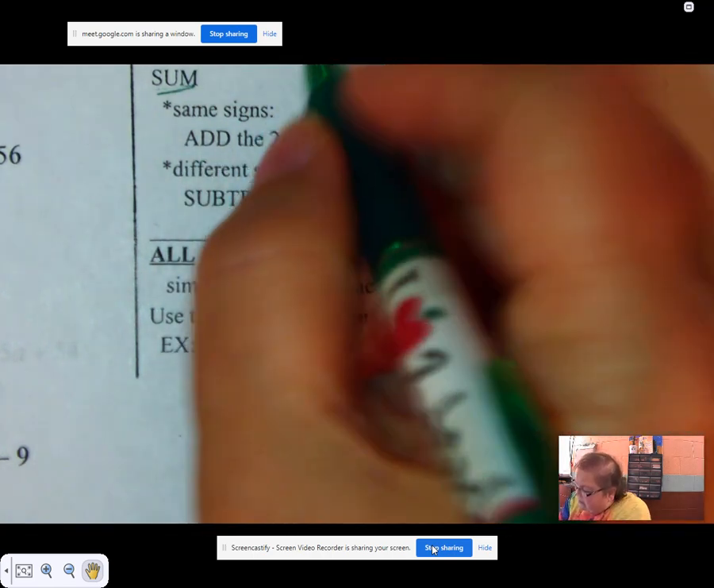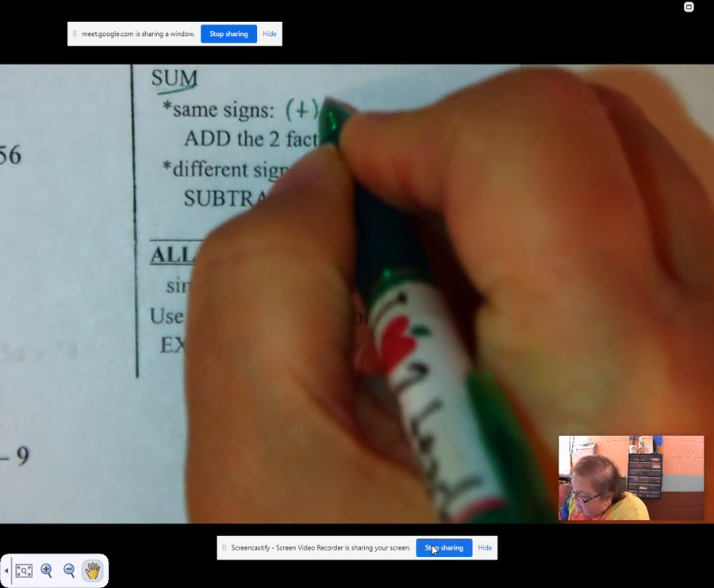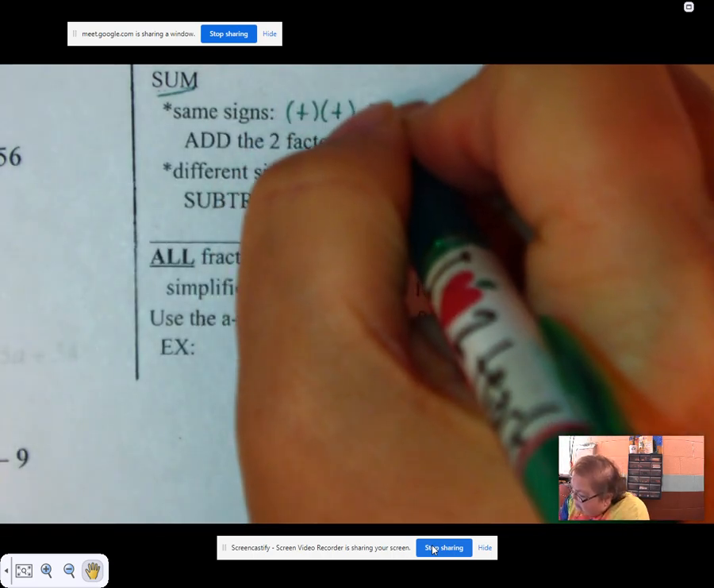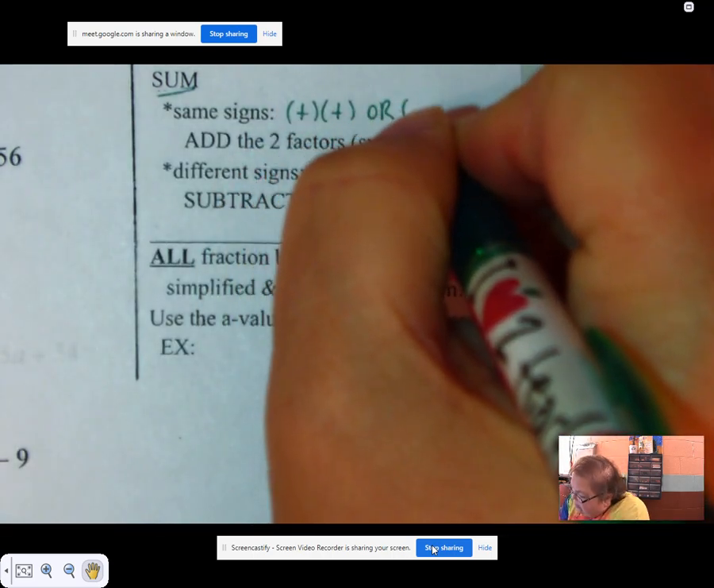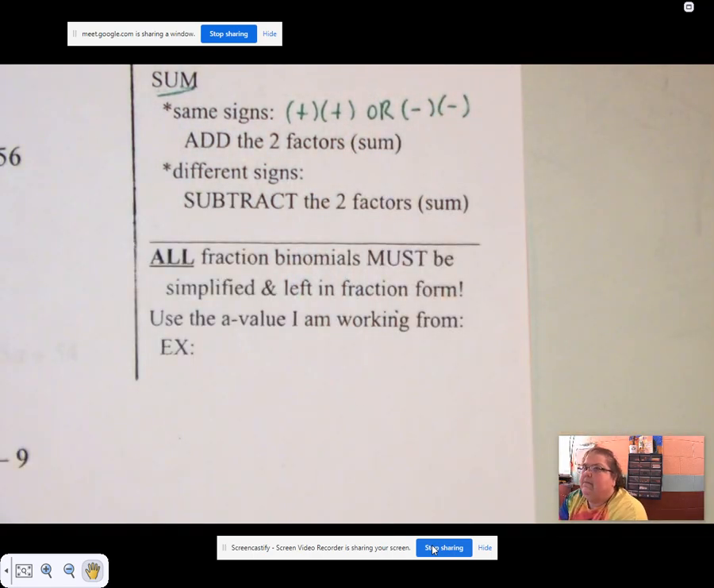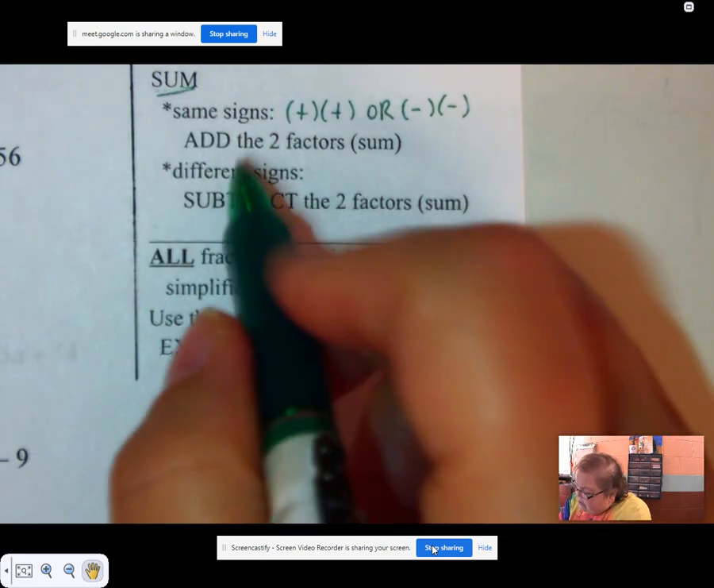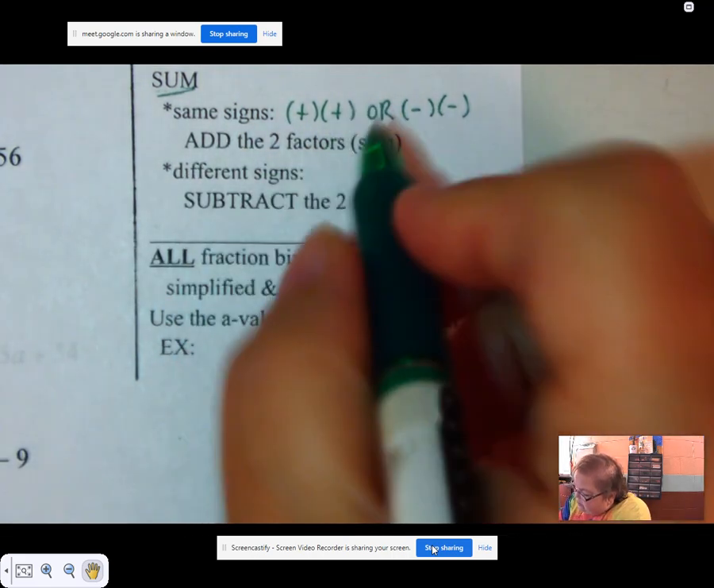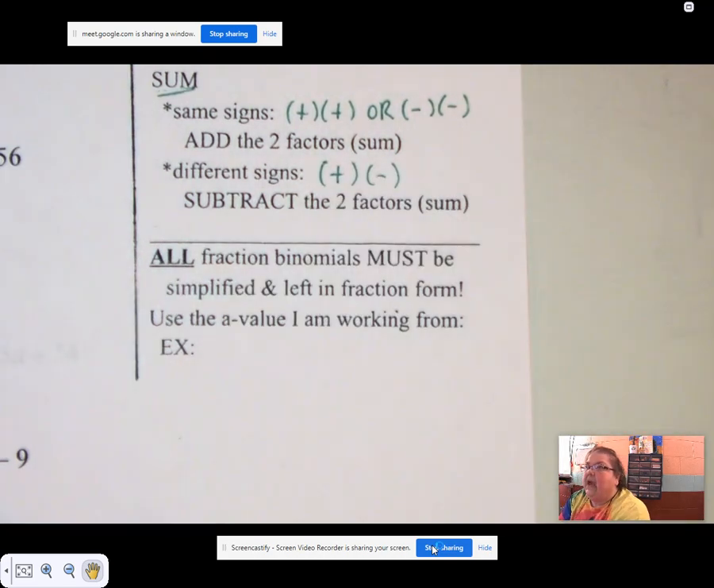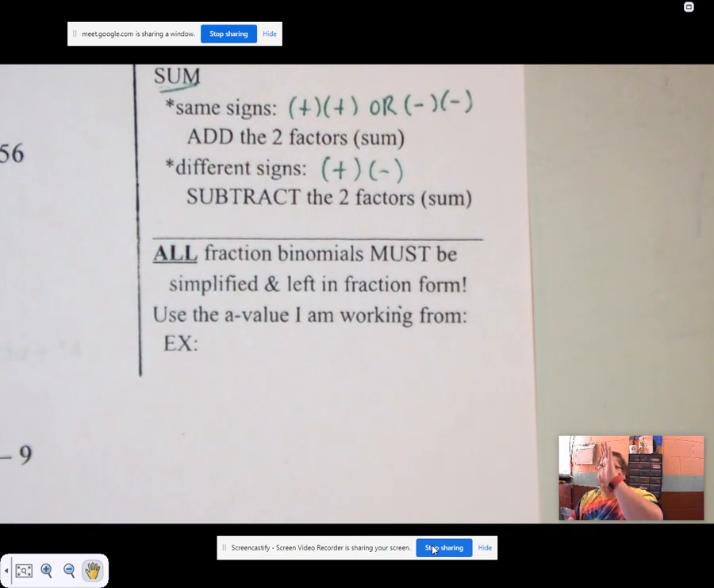Same signs means, I want you to add this, please. They're both positive or they're both negative. Okay? If they're different signs and we have to subtract, one is positive and one is negative. And it doesn't matter the order, but one is positive and one is negative.